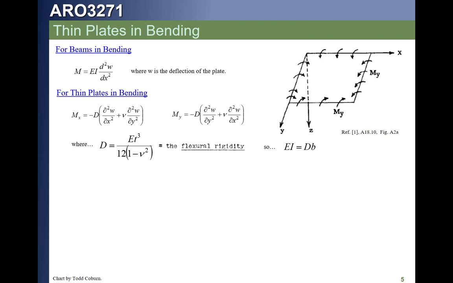We could say then that the EI is equivalent to the flexural rigidity. We could say then the EI is just equal to DB, where D is the flexural rigidity and B is the width of the plate. Another way of thinking about that is that the flexural rigidity is just the EI over B, or the E times the I divided by the width of the plate.